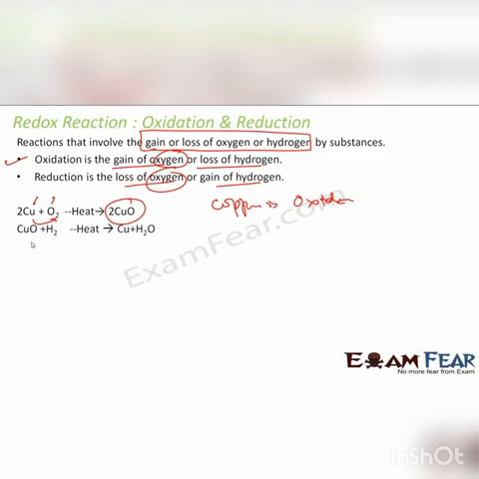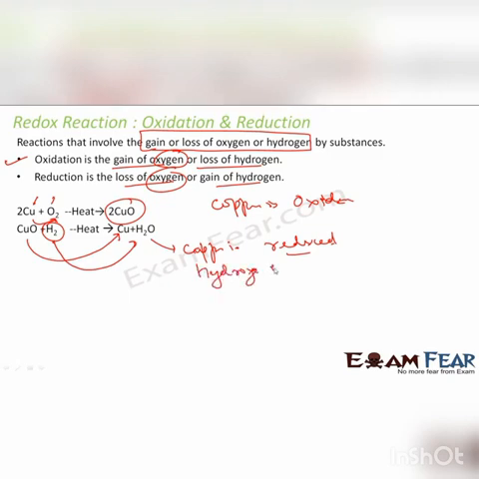Again, this copper you heat in the presence of hydrogen now. Now the copper is losing oxygen. So in this case, the copper is reduced, and hydrogen is gaining oxygen now, right? Hydrogen was H2, it becomes H2O. We can say that hydrogen is oxidized.